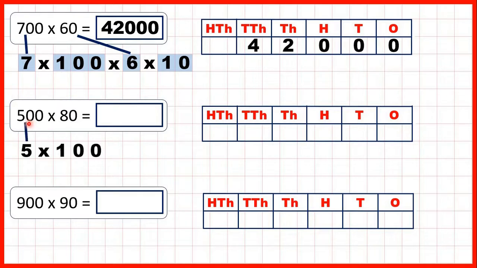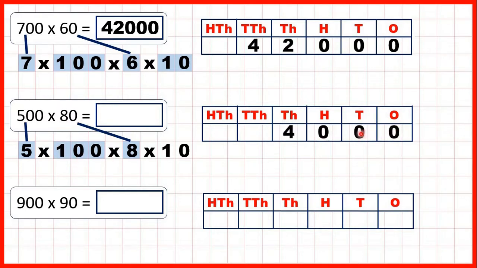Then we had 500, so that's 5 times 100, and we were multiplying by 80, so that's 8 times 10. We multiply the non-zero digits first, and 5 times 8 is 40. Then, if we multiply by 100, we're putting 2 zeros on the end, because the digits move 2 squares to the left. And then, if we multiply by 10, we're putting another 0 on the end, because multiplying by 10 moves the digits 1 square to the left, or 1 place value to the left. So that gives us 40,000 as our answer.